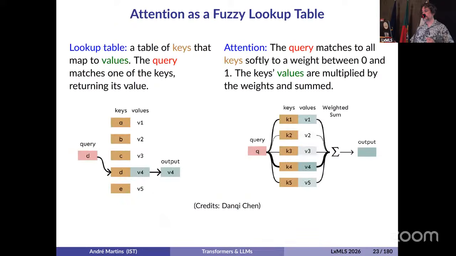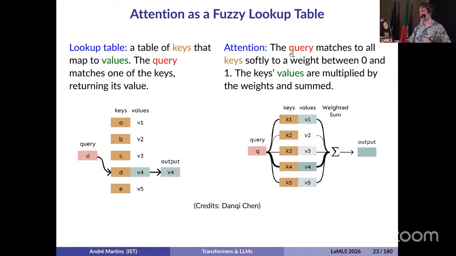Okay, so it's useful also to think about attention as some kind of soft lookup table. In a classical lookup table, you have a table of keys that map to values, and a query is something that is going to exactly match one of the keys. When it matches one of the keys, you just retrieve the corresponding value. This is what lookup tables do. Attention is similar, but it doesn't require us to match things exactly, right? So instead of having this hard match, we can have a soft match.